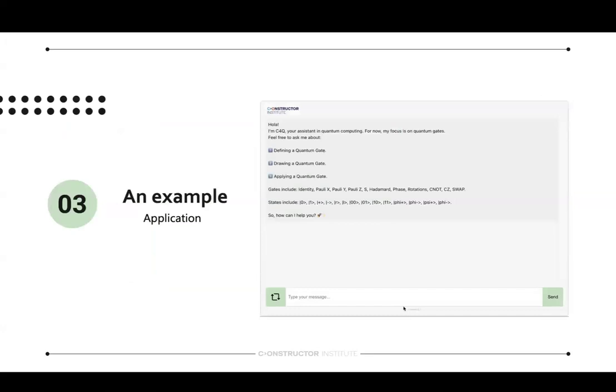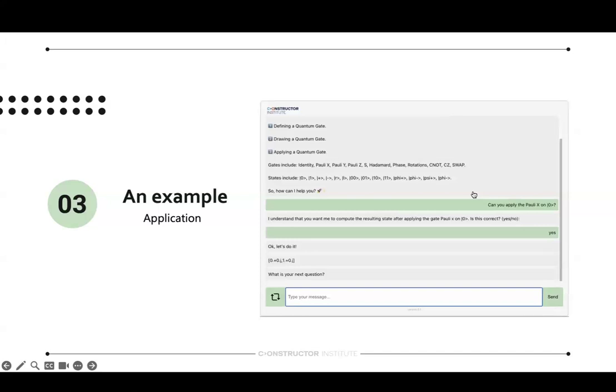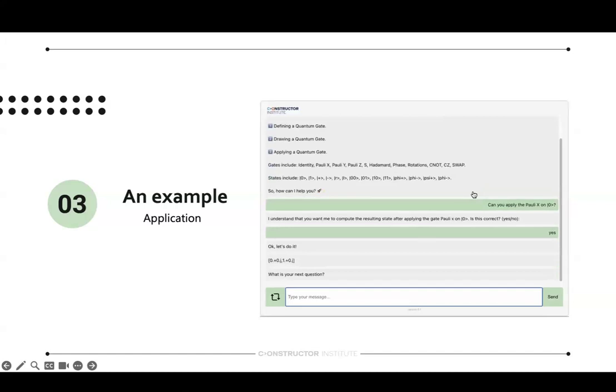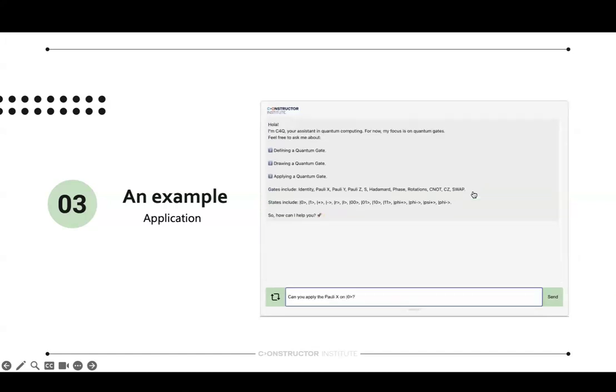Like for example, in this case, which is an application, let's see, yes, now it works. We see that the user is asking about applying a Pauli X on 0. So the classification LLM will say, okay, this is an application. It's a question about applying a quantum gate. And the QA LLM will extract the fact that the question is about the Pauli X and it's about the 0 state.